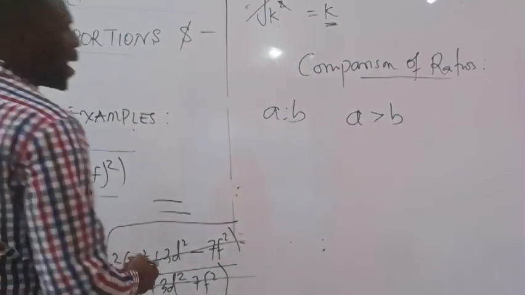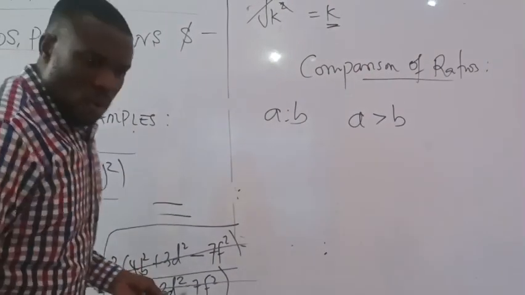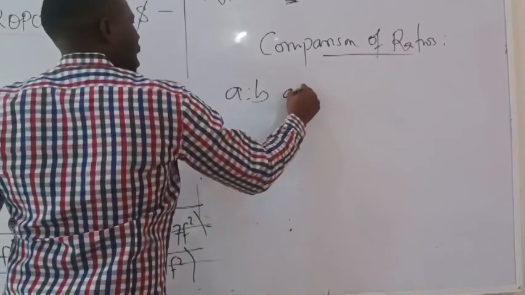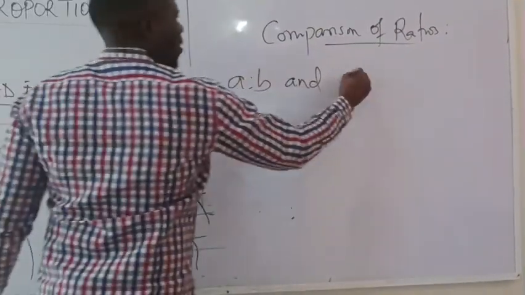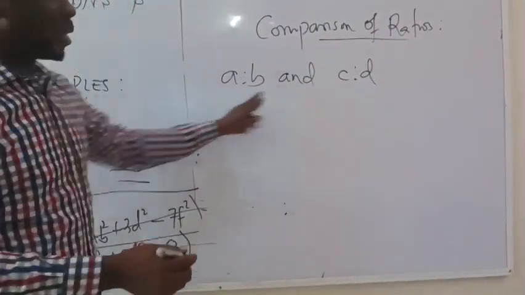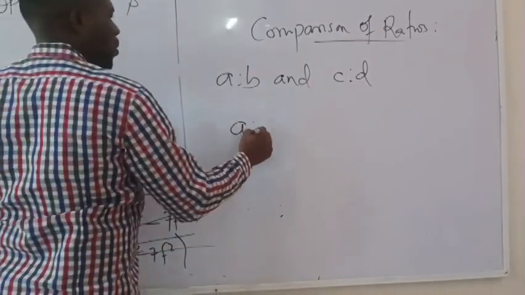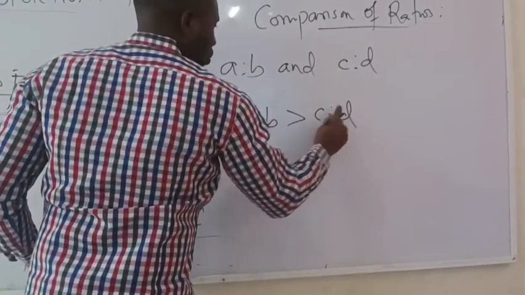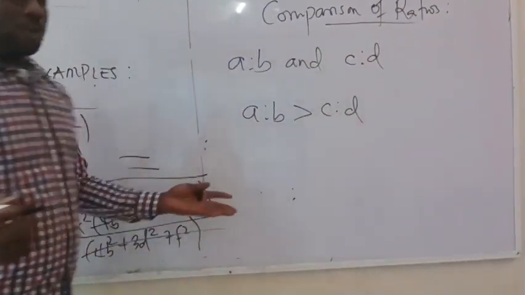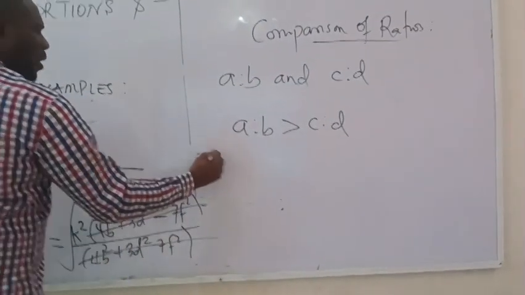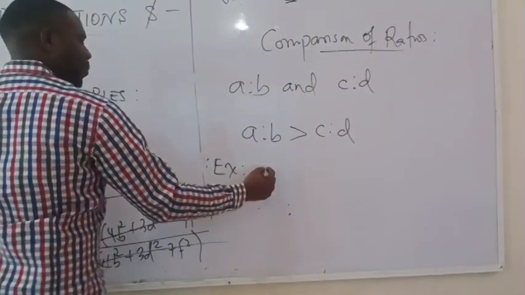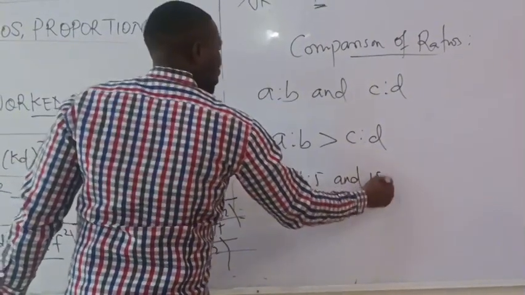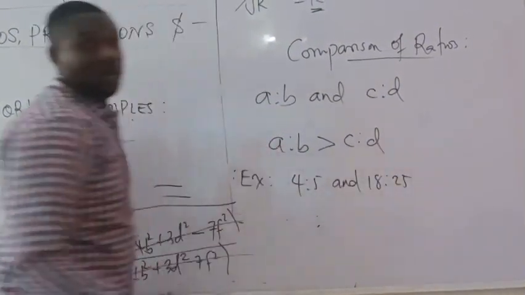So I give an example. What if it is of this kind? I have a pair of ratio, another pair of ratio C to D. I could compare the two. I could say ratio A to B could be greater than ratio C to D, which implies ratio C to D is less than ratio A to B. So I could compare two ratios. So I give you working examples. We'll compare ratio 4 to 5 and ratio 18 to 25.